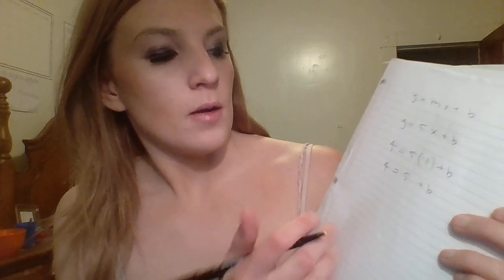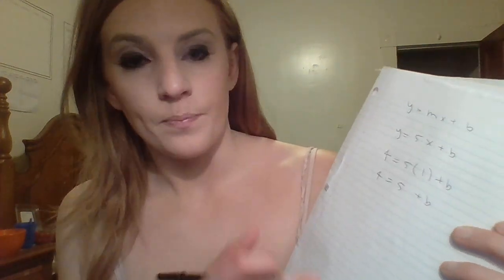And so if I solve that out, 4 equals 5 times 1 is just 5 plus b. So now I just do 4 minus 5 is the value of b. So 4 minus 5 is -1. b equals -1.